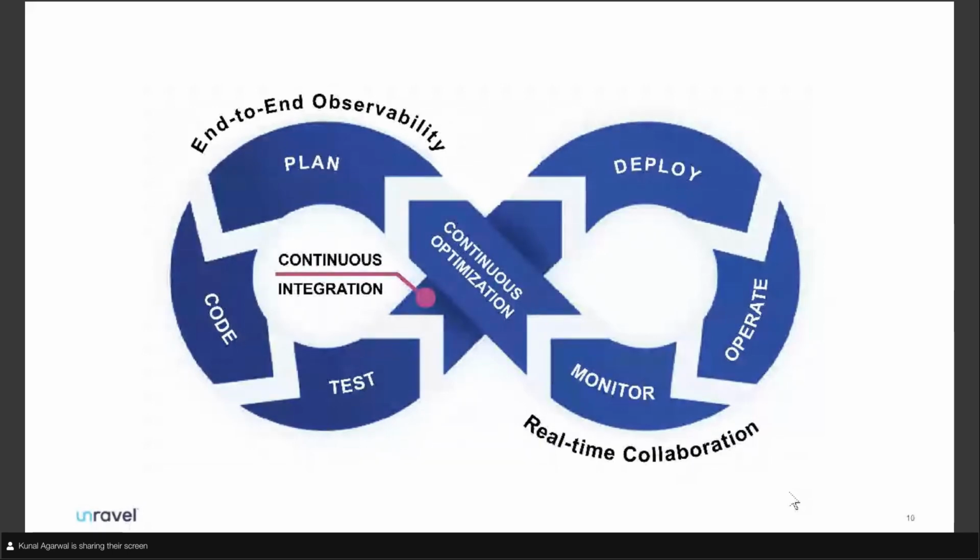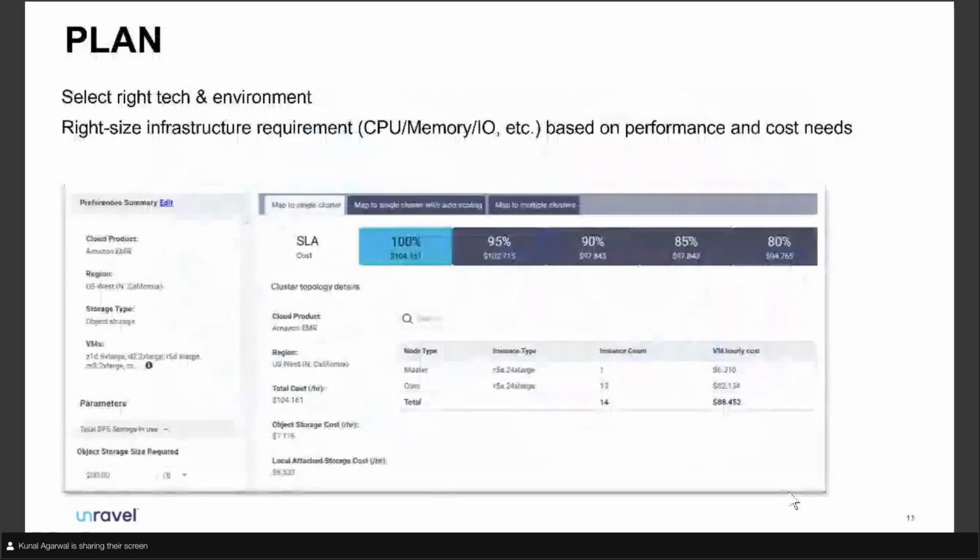Then we will move into the ops part of data ops, which is operate, monitor, and continuous optimization. We'll take a peek into how you should be operating, what are some best practices for monitoring, and what does continuous optimization really mean? Always remember that data ops is not going to happen successfully unless you have end-to-end observability and real-time collaboration between all of those different people that you saw in the previous slide in your data team. So guys, let's jump right into it.